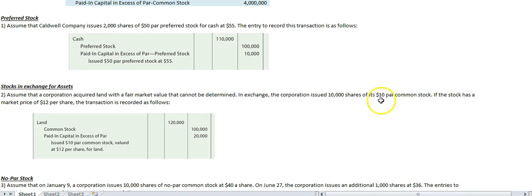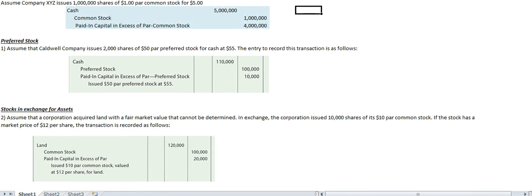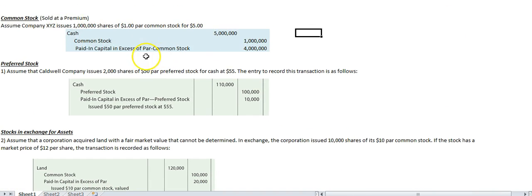The par was $10, and you gave 10,000 shares. That's $100,000 of common stock. And the excess of par was 12 minus 10, $2 per share, times 10,000 shares is $20,000. And so this portion here is paid in capital in excess of par, common stock. So this is very similar to that first entry that I showed you over here. Very similar to this one. The only exception is that you received land instead of cash. That's all.